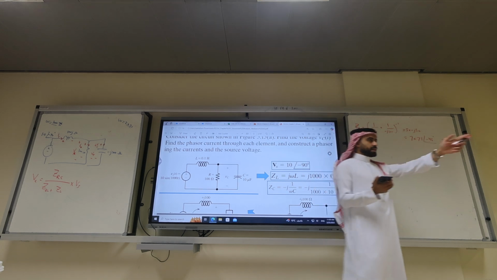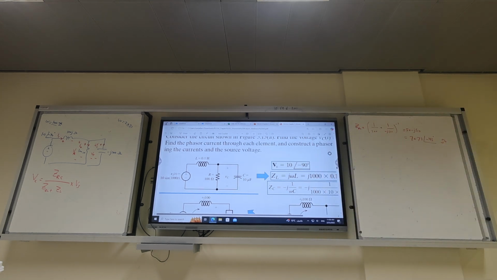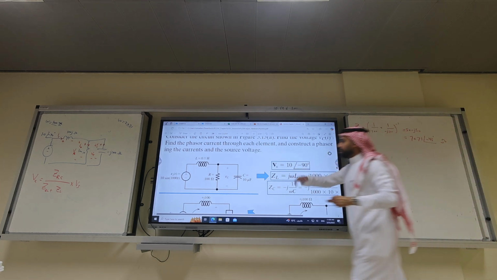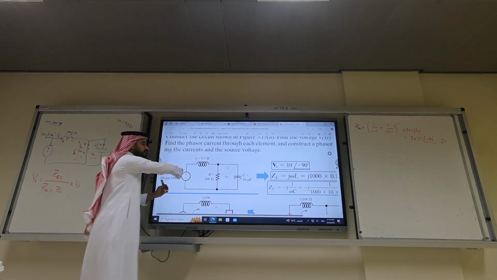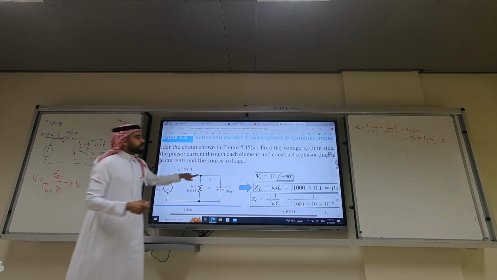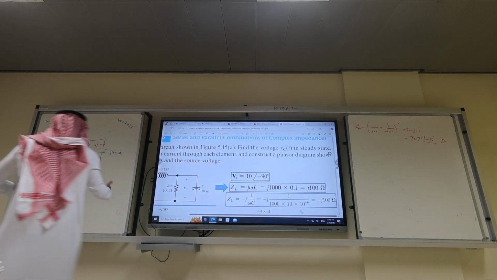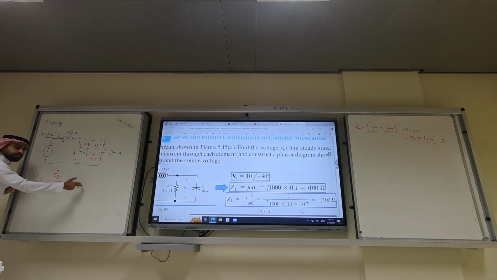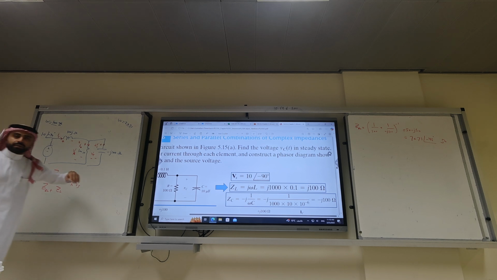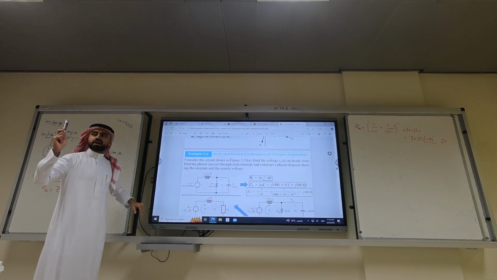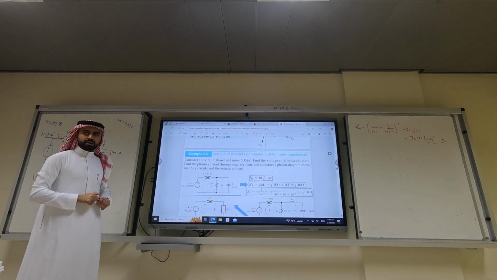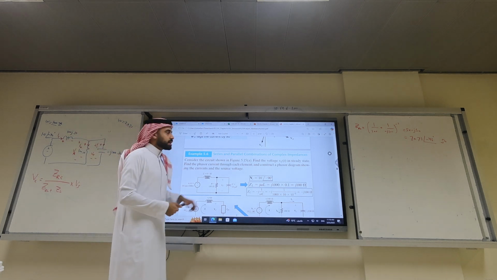sub RC. You can do a current divider rule, for example. You can find the whole Z RC series with that, then you calculate the current. But read the question. The question asks you to find voltage V sub C first. That's why I wrote this formula. Later he will ask us to calculate the current, but you will find it easier to do it following the question. Remember, in EE, reading the question is a third of the problem, not half. The last third is doing the right calculations.